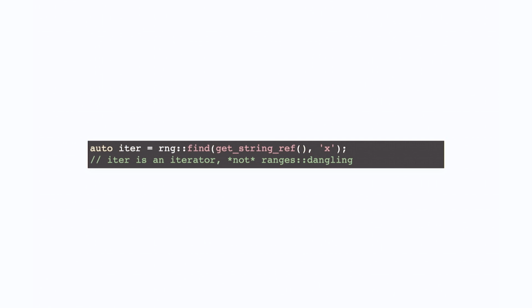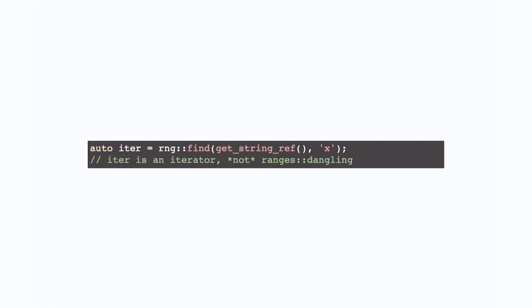Okay? So these types, like string view, like span, like this imaginary string ref type, these are what we call borrowed ranges. And one way to think of them is as ranges that don't own their elements, they just borrow a reference to the other range.